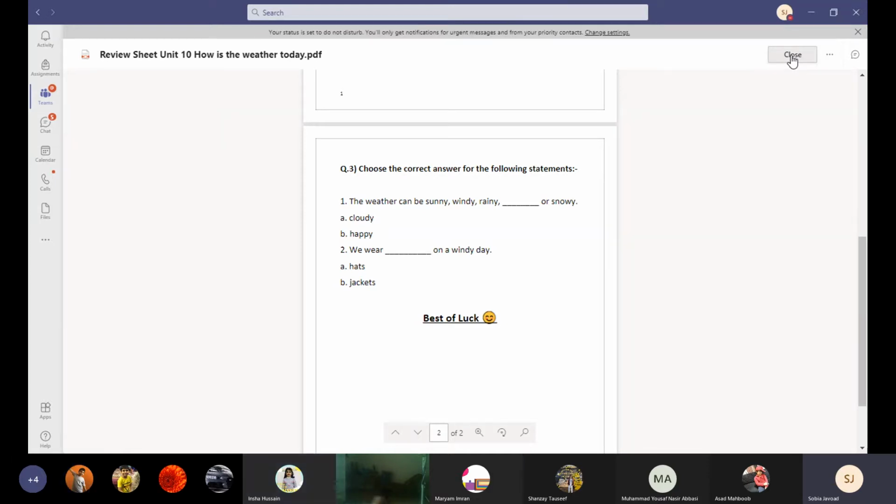Somebody else. Shazil. We wear dash on a rainy day. Earmuffs, gloves, raincoat. Raincoat. Okay. Dash gives out light. What gives out light? The sun or a cap or a bag? Sun. Okay. A dash does not give out light. Lamp, star, or table? Table. Wonderful.